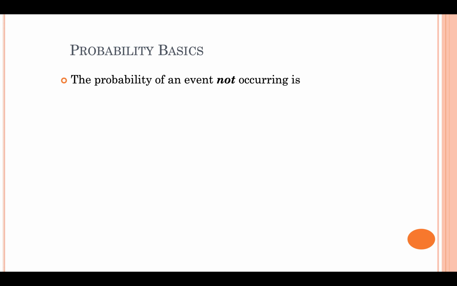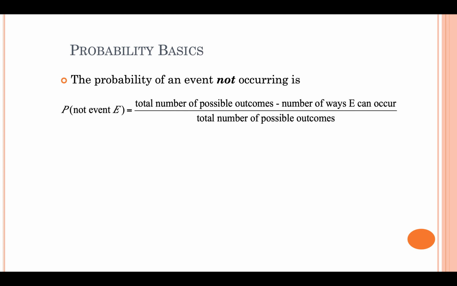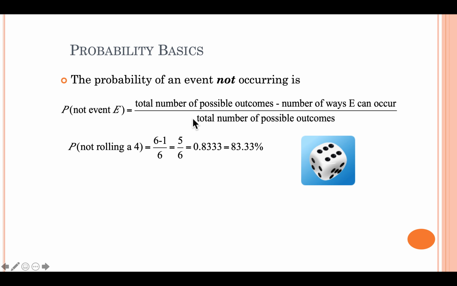So if you look at the probability of an event not happening, not occurring, we take the total number of possible outcomes minus the number of ways the event can occur, divided by the total number of possible outcomes. And this is much more obvious when we look at examples. We decided before that the probability of rolling a 4 was calculated by taking 1 and dividing by 6.